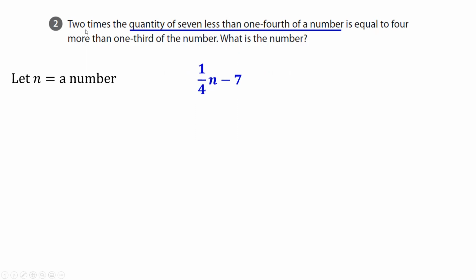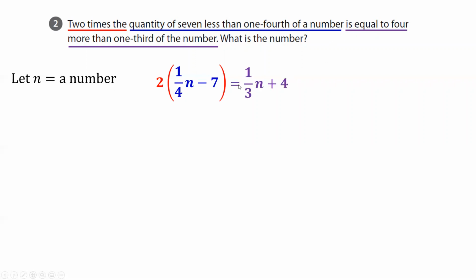And then before that, it said 2 times. Well, everyone knows what 2 times means. That just means to multiply by 2. So I'm going to take my quantity in blue, and I'm just going to multiply it all by 2. And then it says is equal to, well, that's just going to be an equal sign. 4 more than, when I say 4 more than, that means you're adding 4, then 1/3 of the number, which just means 1/3 times our variable, which is n.